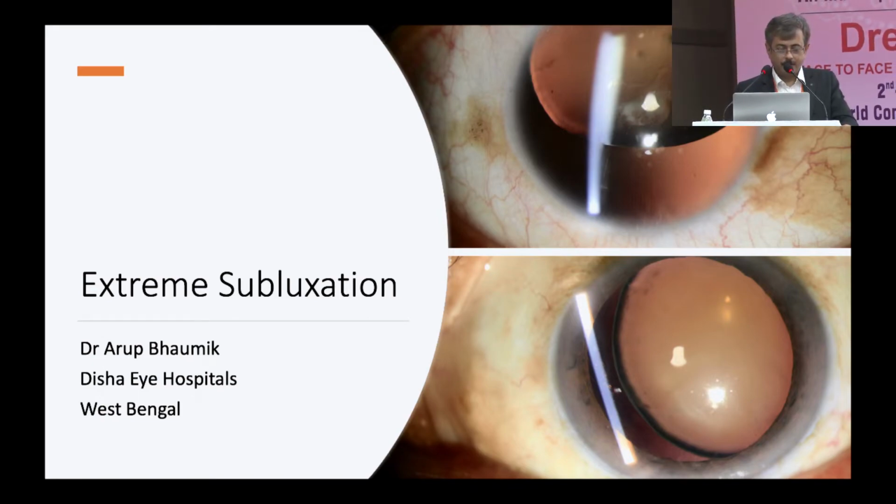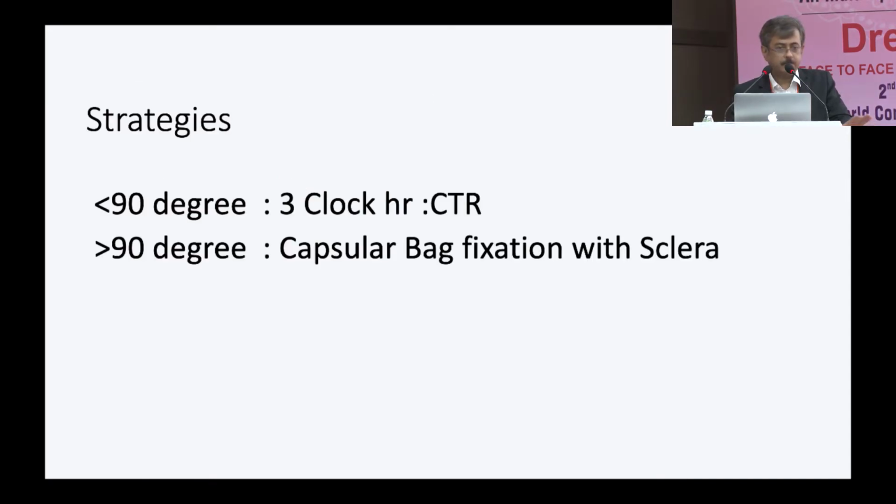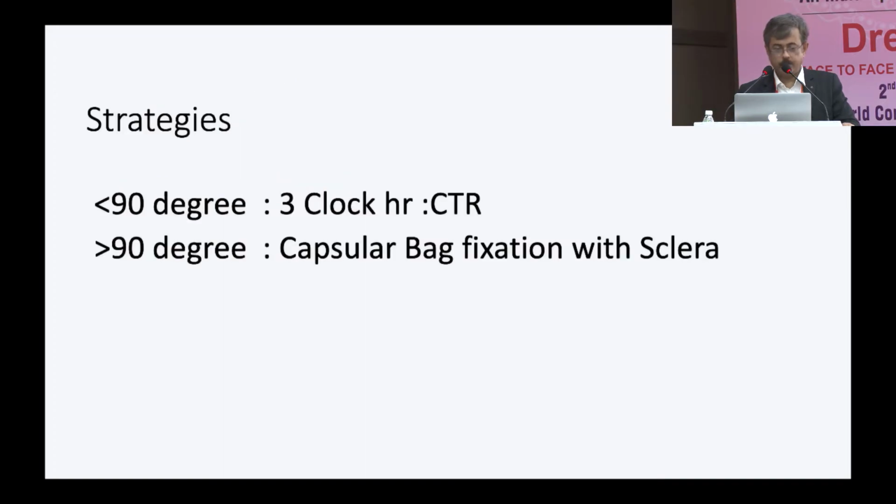My topic is extreme subluxation. Traumatic subluxation is basically a localized loss of zonule, or a generalized loss of zonule, but when there is some kind of disease process, there is a general loss of zonule. So strategically the treatment and surgical planning should be different.